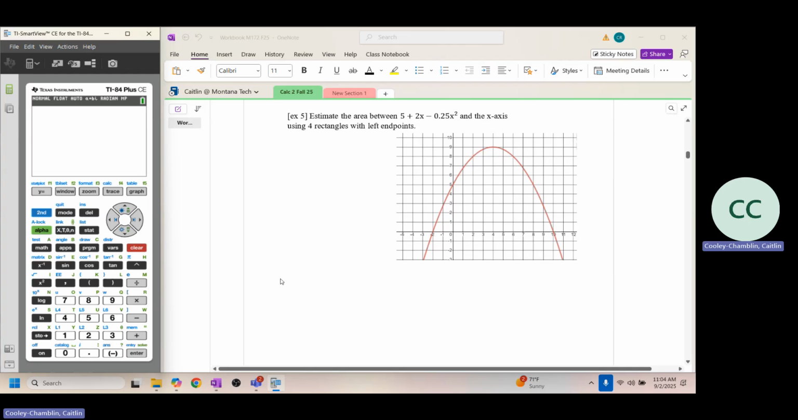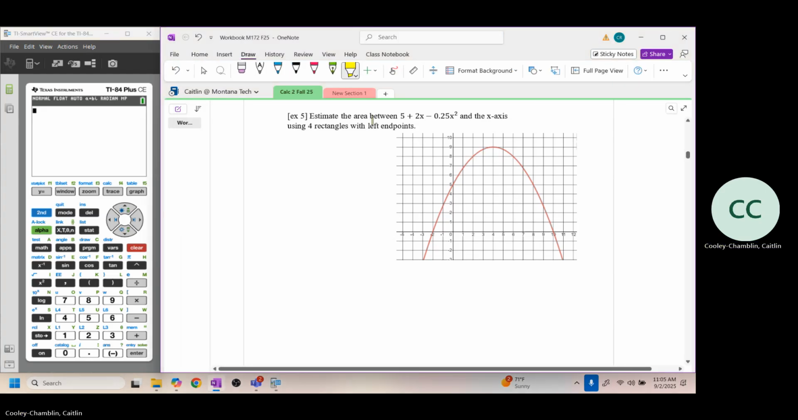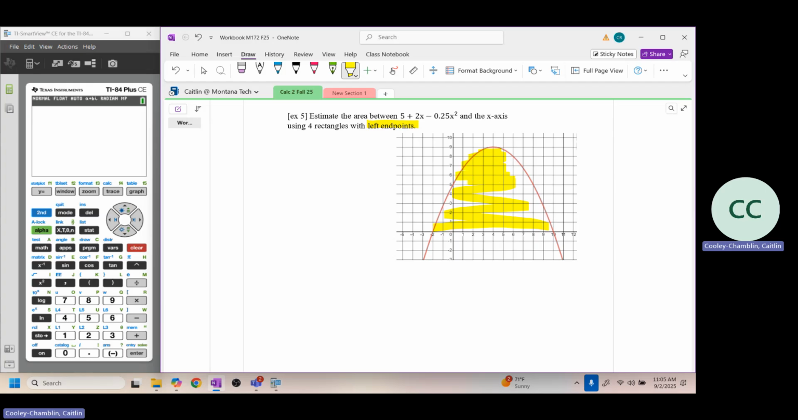So let's start here at example 5. We have estimate the area between 5 plus 2x minus 0.25x squared and the x-axis using 4 rectangles with left endpoints. That left endpoints simply means we are going to start from the left-hand side. So again, we're trying to estimate this area. We're not trying to find it exactly, just estimate it. And we're going to use 4 rectangles, and we're going to do those left endpoints.